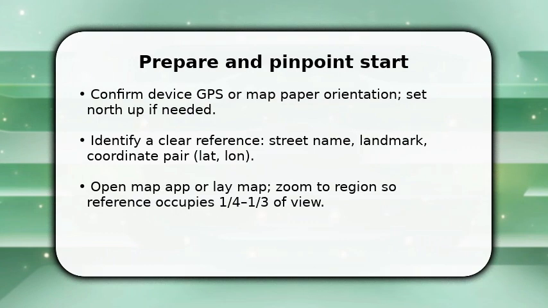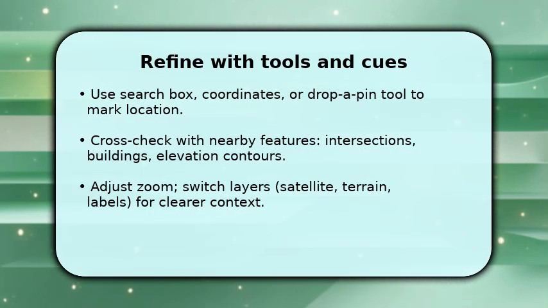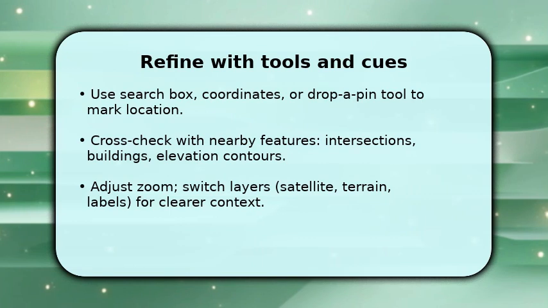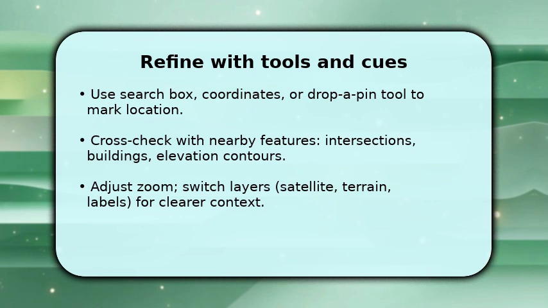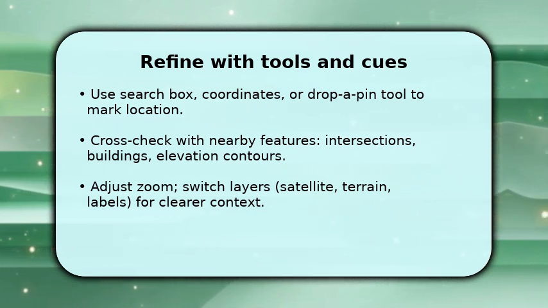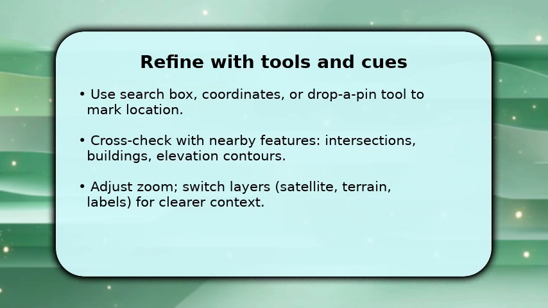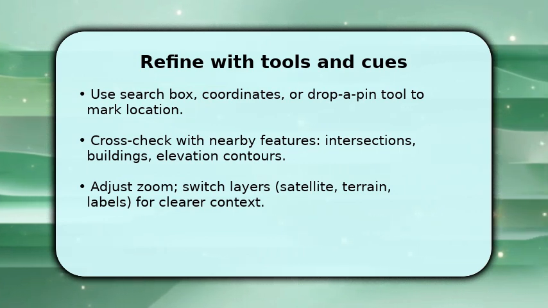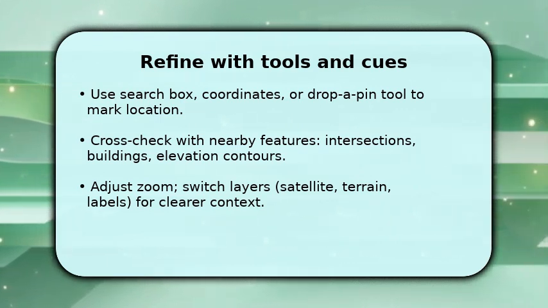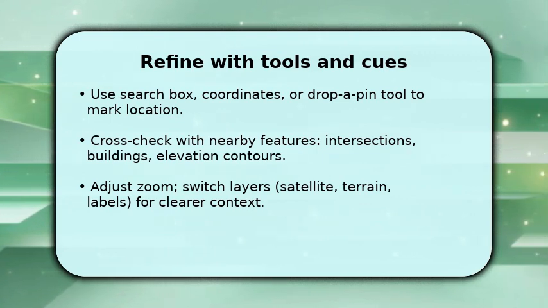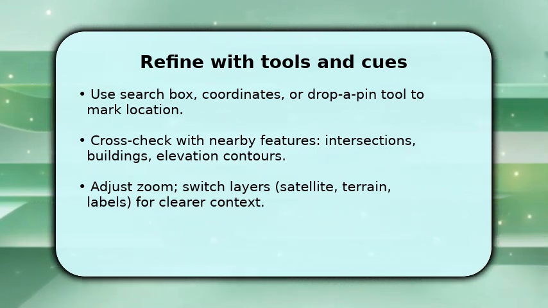You refine the location using built-in tools and visual cues. First, drop a pin, enter exact coordinates, or search the name. This gives a precise marker. Then compare that marker to visible features, road intersections, building footprints, or contours to confirm alignment. Make sure to toggle layers, like satellite and terrain, because once you switch perspective, the place often becomes obvious. If the marker sits off, nudge it until it matches the physical clues.